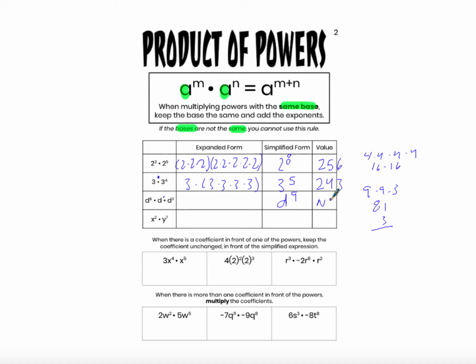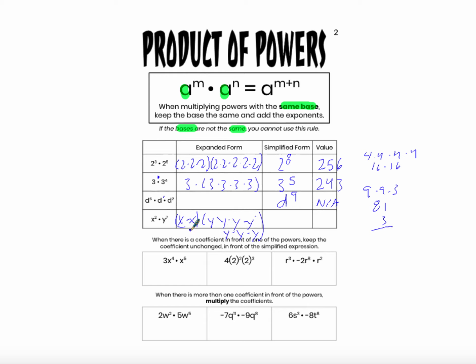I do not have a value when I have a base that is a variable because I cannot evaluate a variable base unless I'm given a value for that variable. So if your base is a letter, not a number, there is no value possible. Really important to make sure you understand this rule only works when the bases are the same.